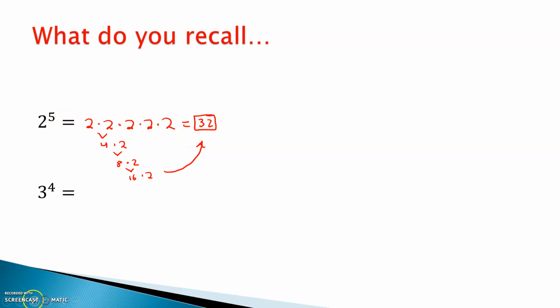Same thing with the next one. 3 to the fourth power really means 3 times 3 times 3 times 3, 4 times. When you go through and multiply, you can do it this way also. What's 3 times 3? 9. What's 3 times 3? 9. Then you multiply both of those together and we get 81. Again, that was at the middle school level.